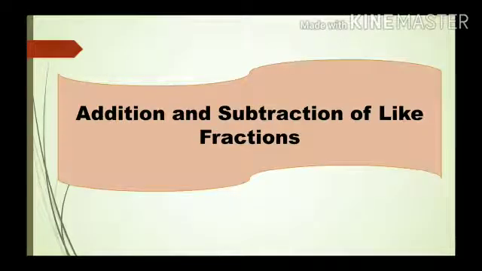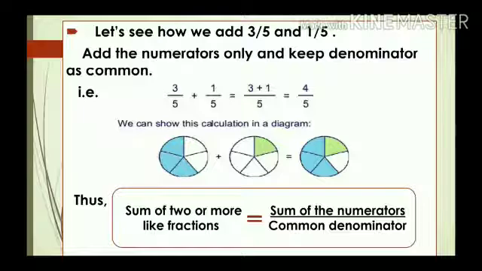Addition and subtraction of like fractions means the fractions have the same denominator. Now let's see how we add 3 upon 5 and 1 upon 5. For adding like fractions, we just have to add the numerators and keep the denominator common.